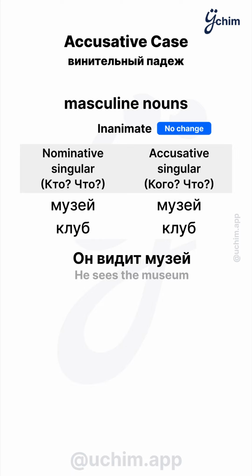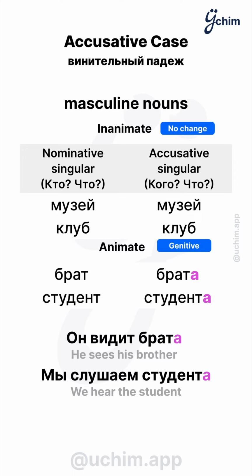No change. But for animate masculine nouns, the accusative follows the genitive form. These are living things, people or animals. Брат becomes брата. Студент becomes студента. Он видит брата. He sees his brother. Мы слушаем студента. We hear the student.